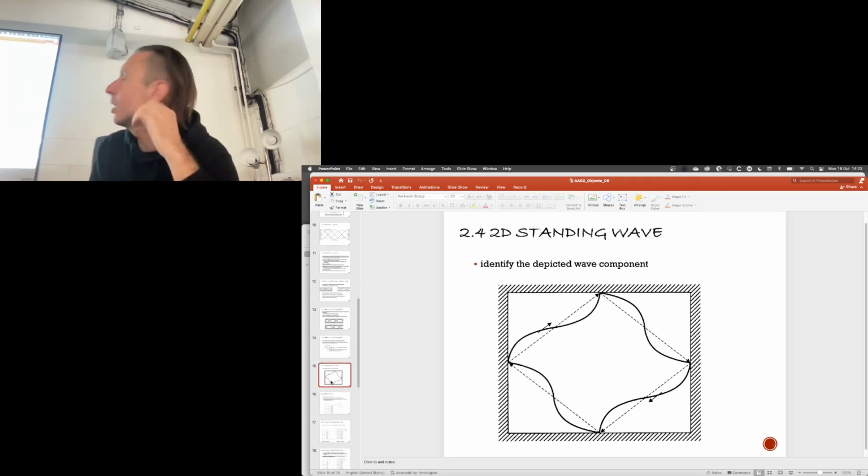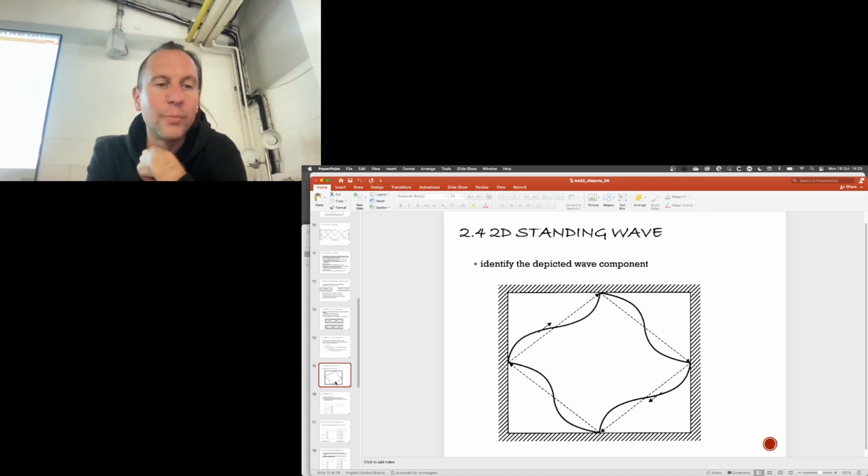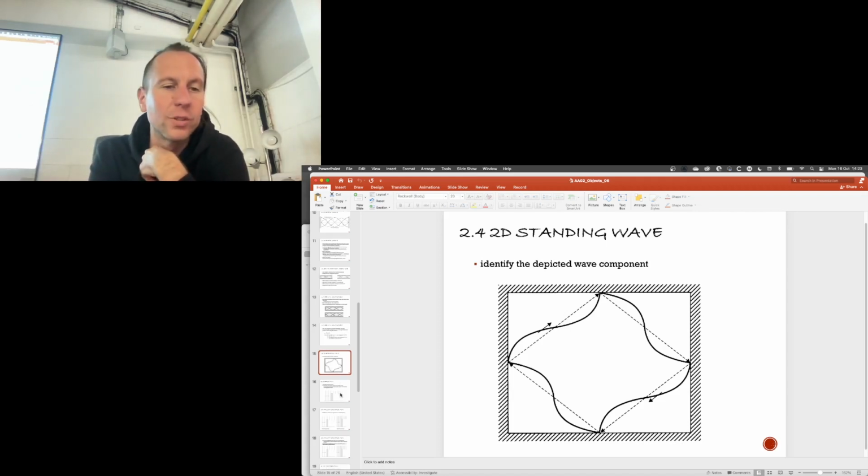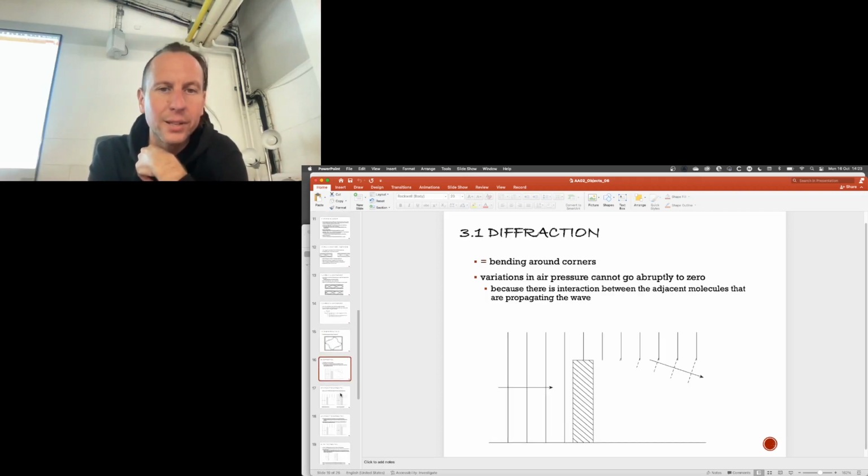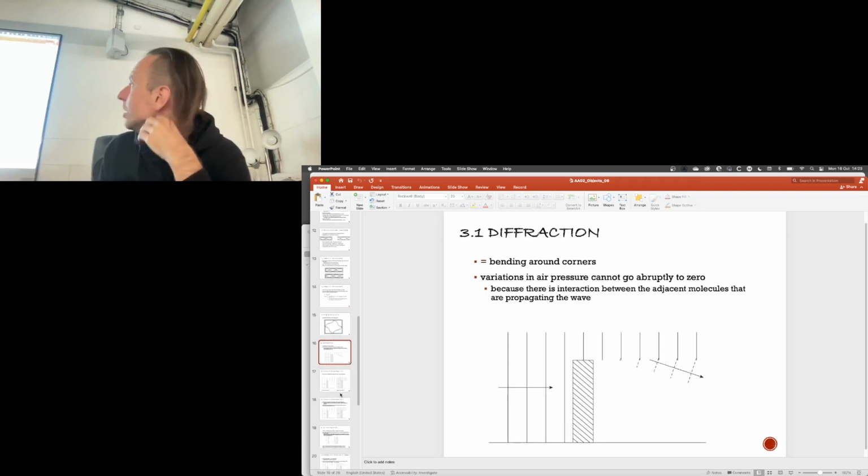Now, if you can imagine a standing wave, hopefully you can imagine a two-dimensional standing wave as well. Okay, so this is something that can happen, and obviously there will be three-dimensional ones as well. We'll come to that in a second. Okay, so here comes the diffraction.